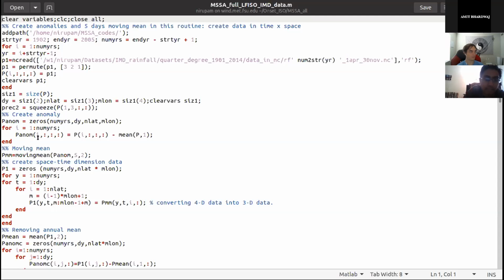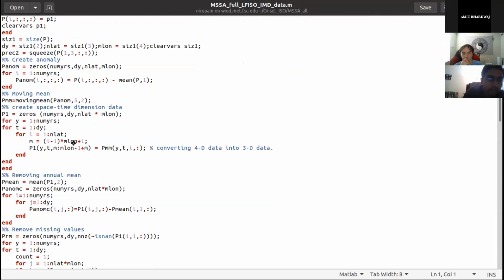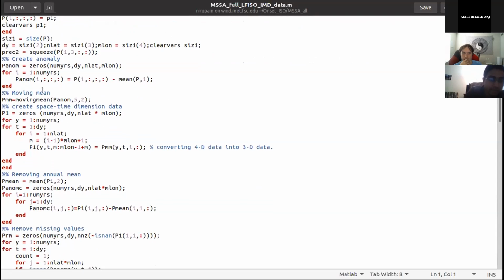So P anom is basically the anomaly calculation. P means the rainfall, right? IMD rainfall, India Meteorological Department rainfall. And then you have computed the anomaly. Yes, P anom is the anomaly. Now, the next step, moving mean: I must have included this moving mean function in the MSSA folder. You just apply that with a 5-day moving mean, which removes the very high frequency noise from the data.